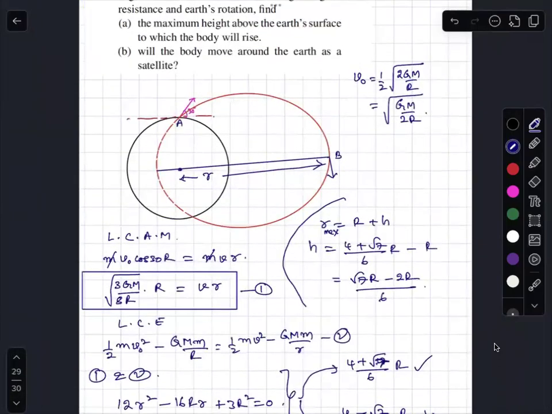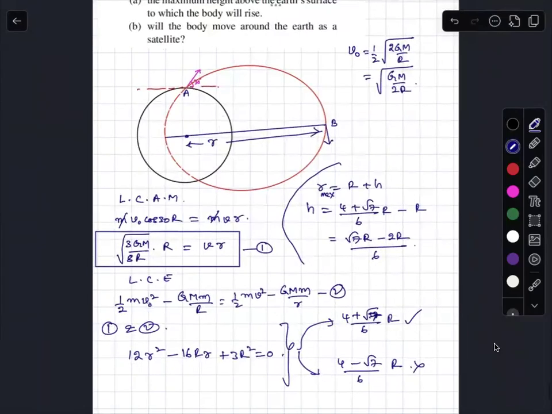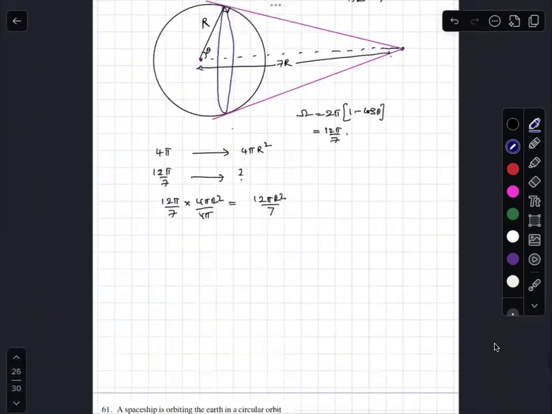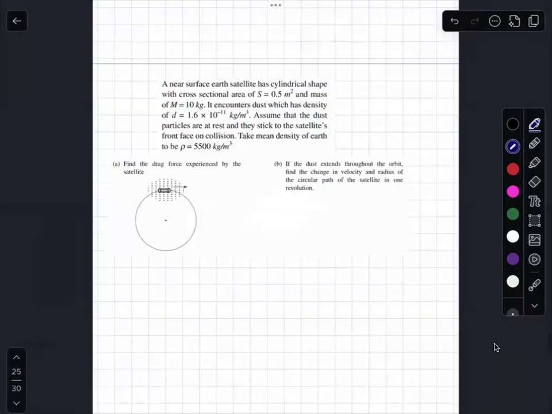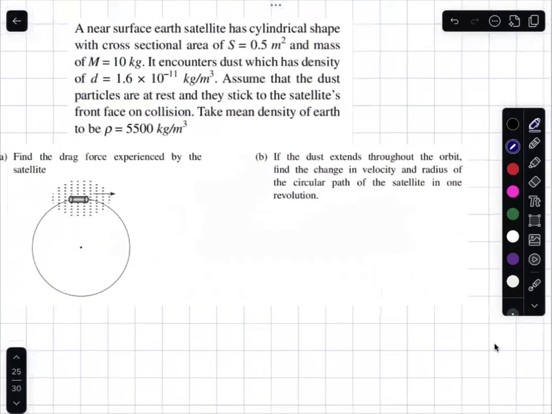One more and a last problem. Any doubt in this? Last problem. This is the last problem which we are going to do. Read the question carefully and try to solve. With this, I will close the teaching part. The simple question, not a difficult question at all.